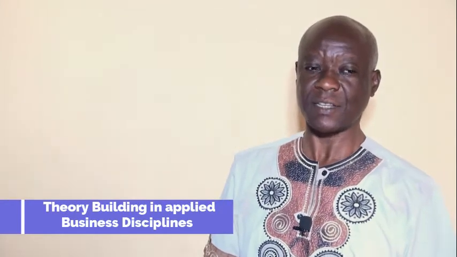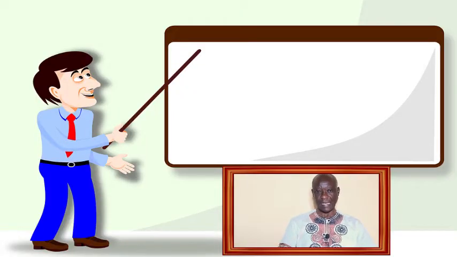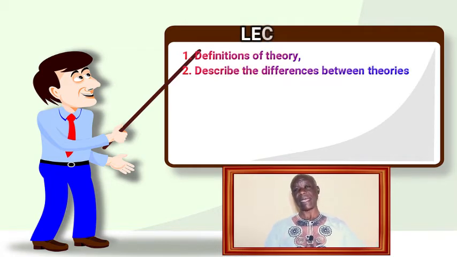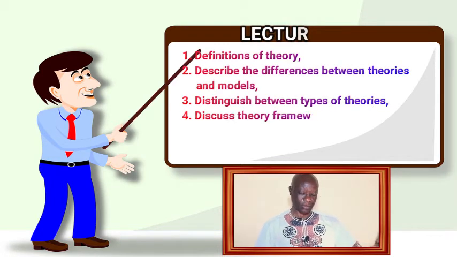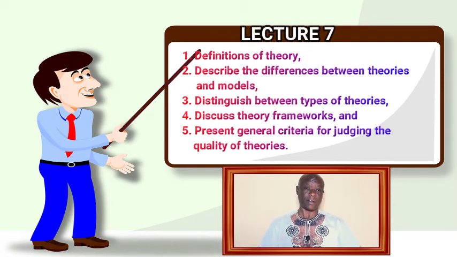And this is lecture 7. In lecture 7, we are dealing with theory building in applied business disciplines. Specifically, in this lecture, ladies and gentlemen, I will present the definition of a theory. I know that I've already done that, but I'll try to remind you about this important aspect of a theory.